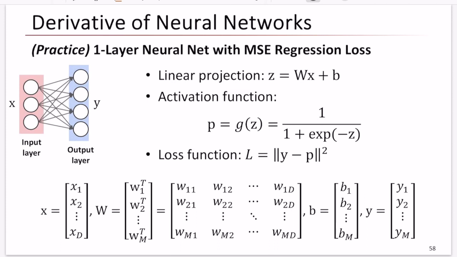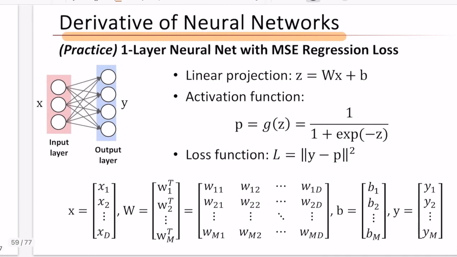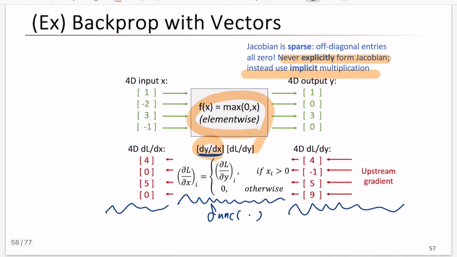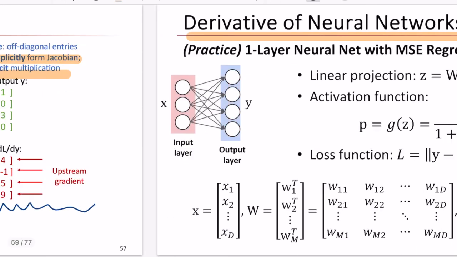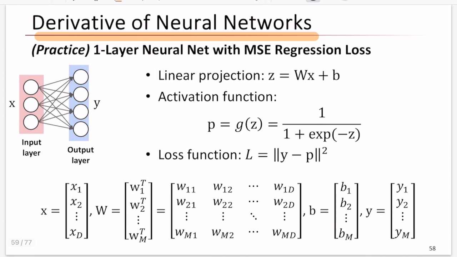Right, let's get started. From now on, let's talk about the derivation of a neural network. After seeing some applications, I mean the backpropagation with vectors, today we're going to see some examples of the derivation of neural networks. For example, the first practice was a one-layer neural network with the MSE regression loss.